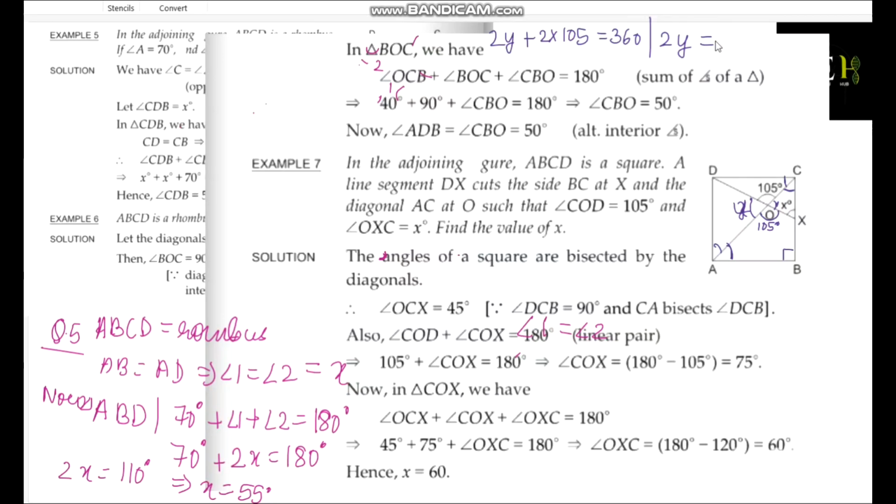360 minus 210. So what will it be? So y will be 75, right? y will be 75 degrees. Now see, this angle is 75.